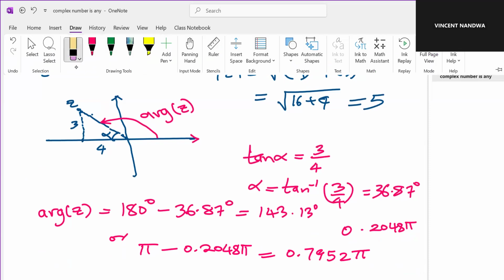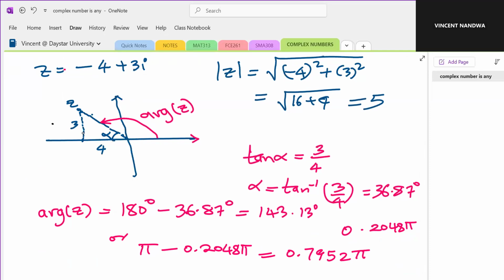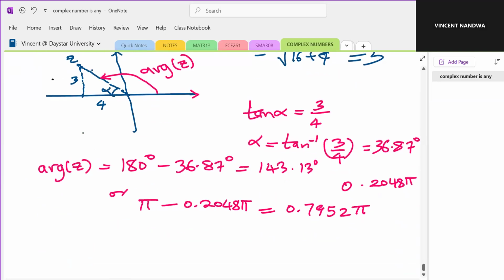Then know that the key thing in the discussion here is that if you are given a complex number to find its argument, you must always sketch to know where the complex number lies. And because the argument is measured with respect to the positive real axis, you must always remember that. And when you say principal argument, it means that it should be a number between minus 180 degrees and positive 180 degrees.